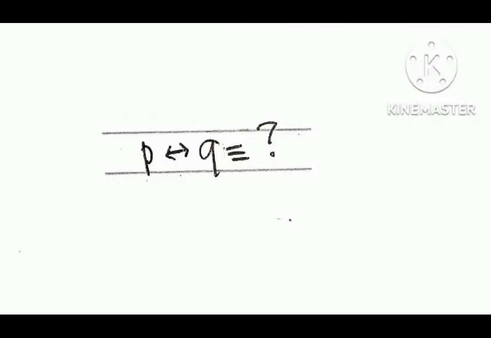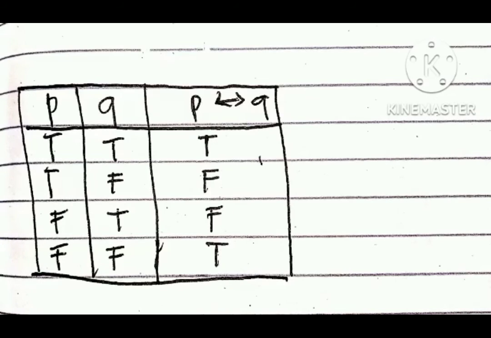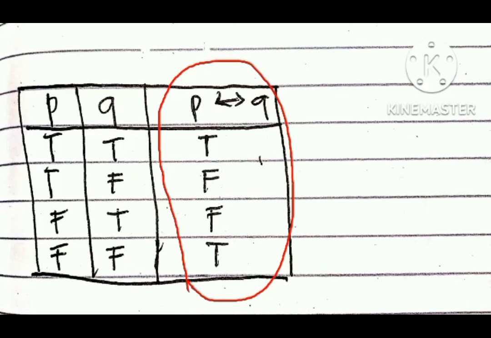In the fifth problem, we are using the third problem. We are going to find a form equivalent to P if and only if Q, which only uses the negation and or connectives. The values of P if and only if Q are shown in the table.